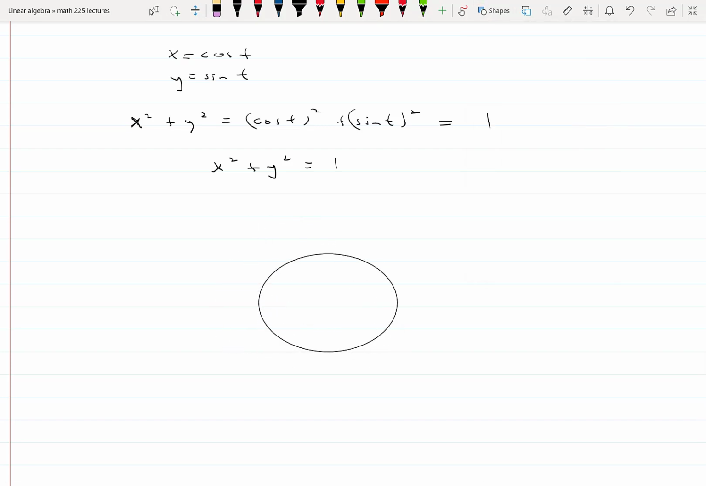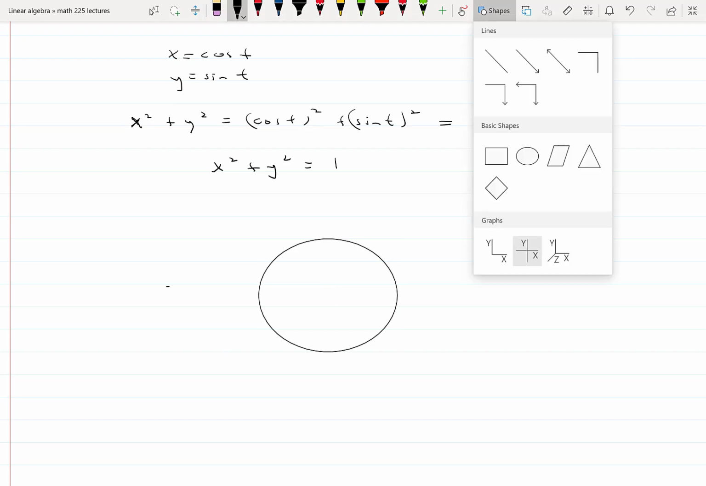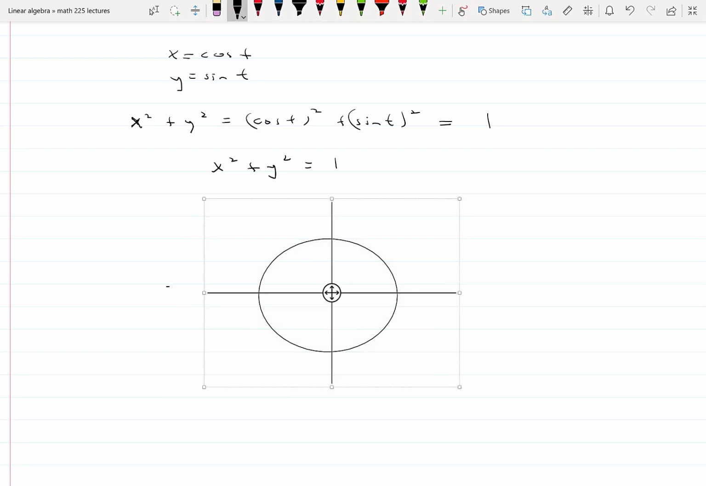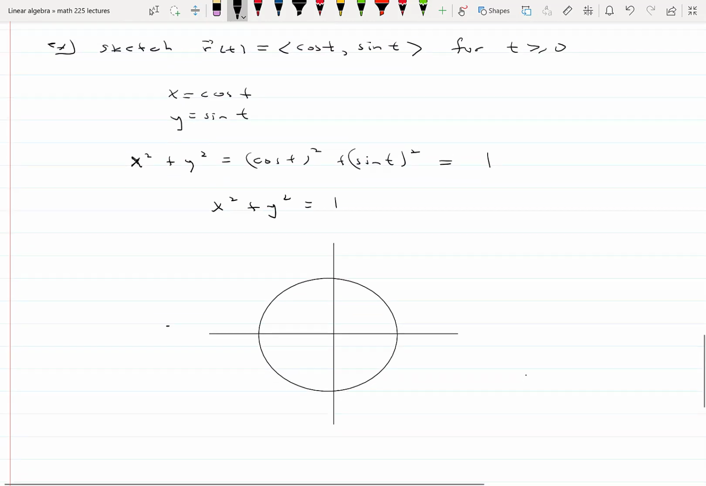Let's see if I can do that. Here's x squared. This is going to represent x squared plus y squared equals 1. Let me move my axes sort of to the center if possible. That's about right. That's okay. So here's x squared plus y squared equals 1. X equals cosine t, y equals sine t.